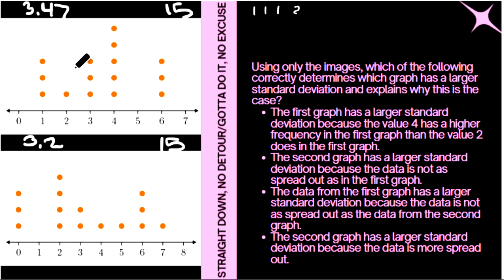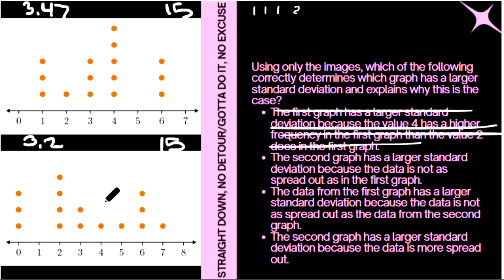Okay. The first graph has a larger standard deviation because the value 4 has a higher frequency in the first graph than the value 2 does in the second graph. That has nothing to do with standard deviation. That can go. The second graph has a larger standard deviation because the data is not as spread out as the first graph. This is actually more spread out than the first graph because this one goes from 0 to 7 and this one goes from 1 to 6. So that makes no sense.